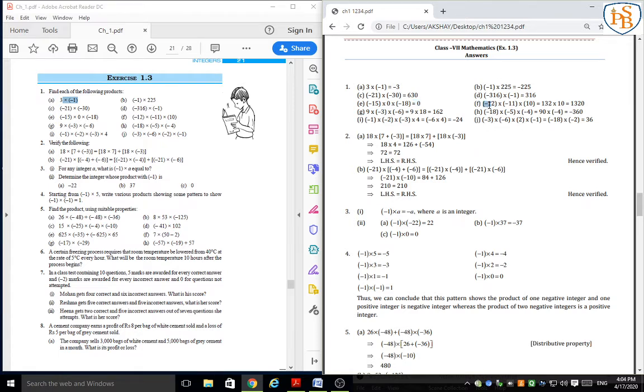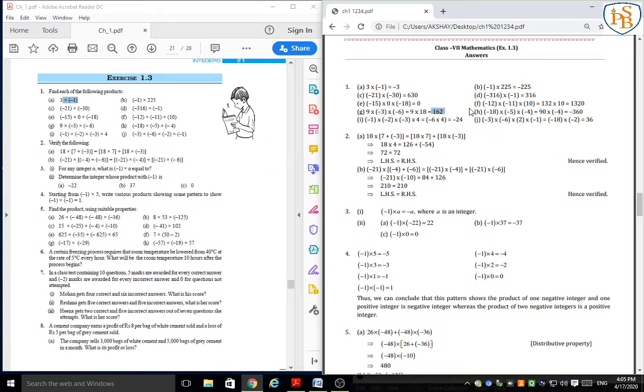Here, f, negative 12 into negative 11 into 10. So 12 into 11 is 132, both carrying the same sign, so 132 carries a positive sign, into 10, so 1320 is the answer. G, 9 into negative 3 into negative 6. I write here 9 the same as in the question, negative 3 into negative 6, 6 threes are 18, both carry the same sign, so the answer is positive 18, and 18 nines are 162.